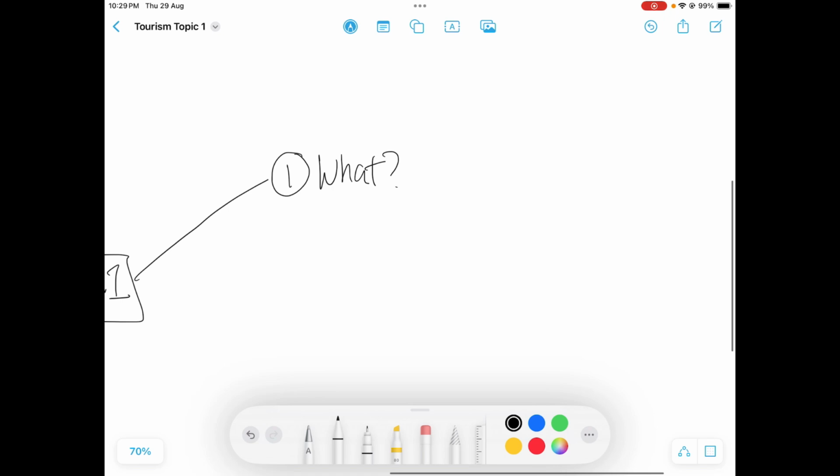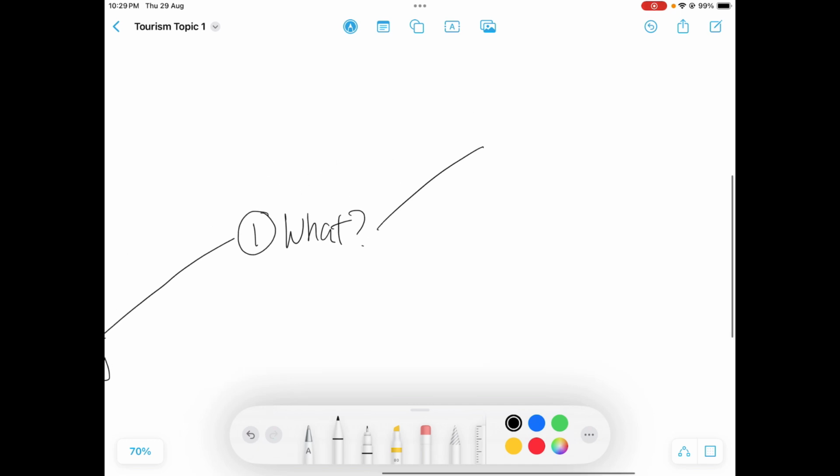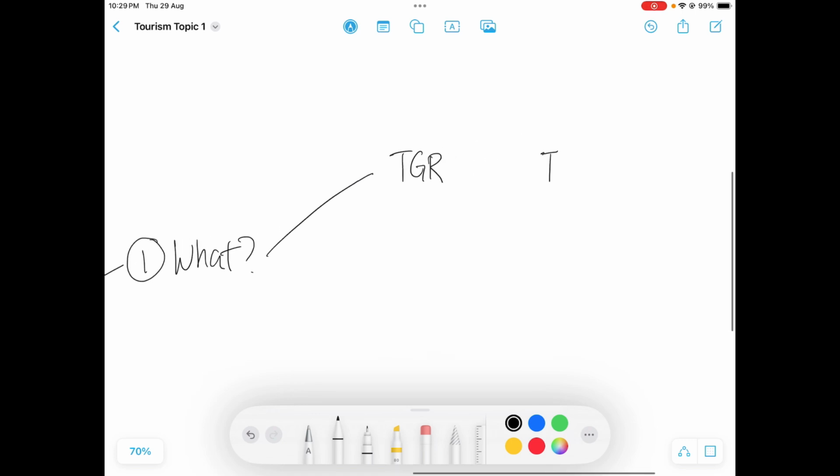And when we look at the tourism system, we will look at the key components, which includes what? It includes the tourist generating region, and then it also includes the tourist destination region, okay? And a tourism system is then formed. So when the tourist generating region generates tourists, to the destination region, that forms the transit route. Okay?